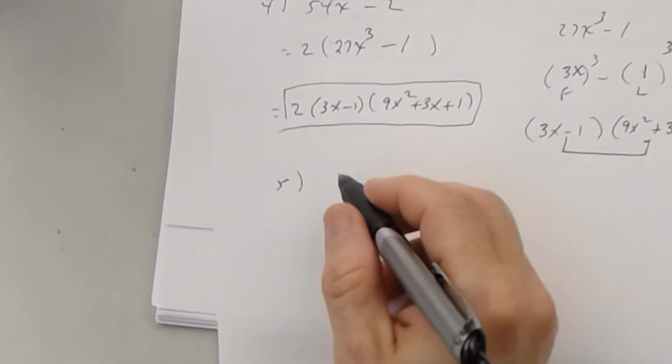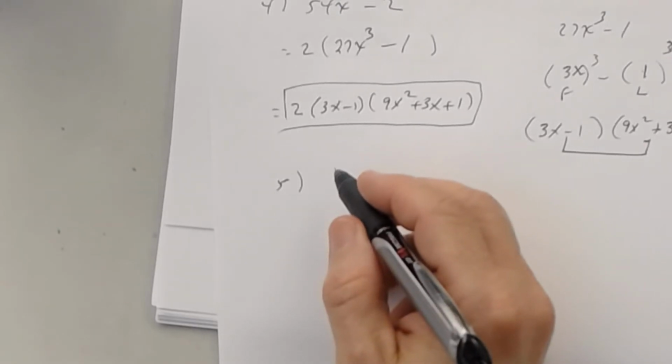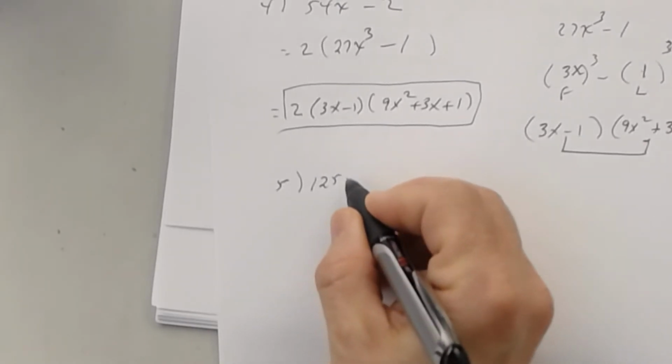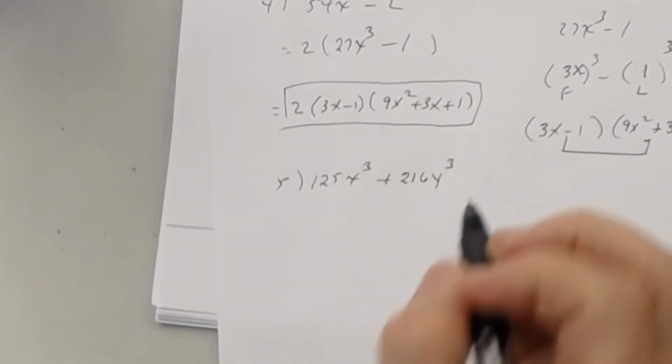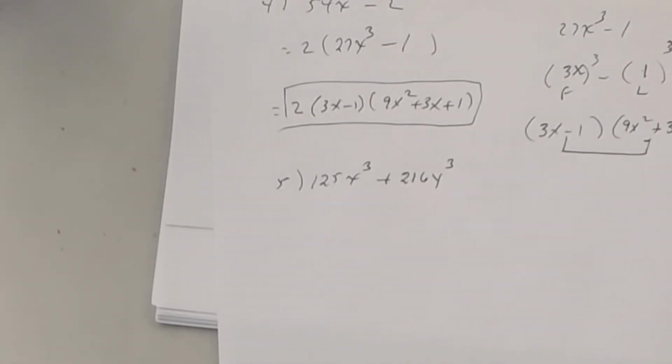Number 5. Suppose you had 125x cubed plus 216y cubed. All right. What's the GCF? GCF is 1. And not 5, because 5 doesn't go into 216 evenly. So it's not divisible by 5.